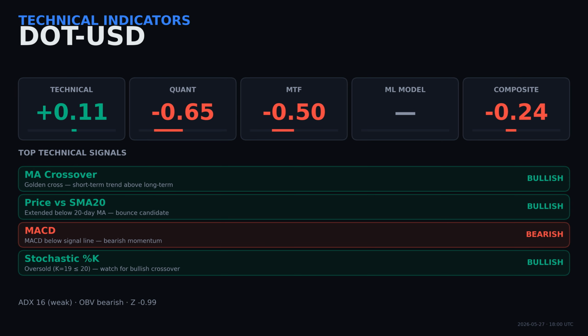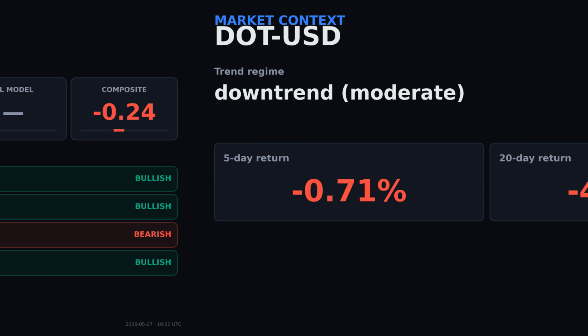On to the indicators. We've got composite score of 0.24, technical plus 0.11. Positive numbers lean bullish, negative numbers lean bearish. And what you're really looking for is agreement across multiple boxes, not just one indicator screaming. ADX is at 16. And that tells us we're in a weak trend regime. Important because some strategies only work when ADX is above 25. On-balance volume is bearish. That's a sneaky good way to spot whether the smart money is buying or selling underneath the price action.